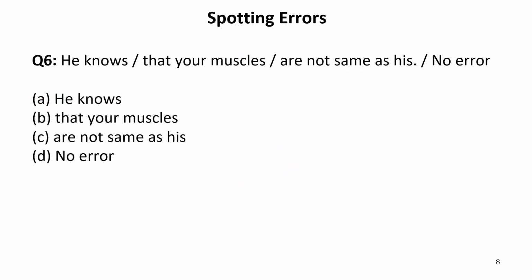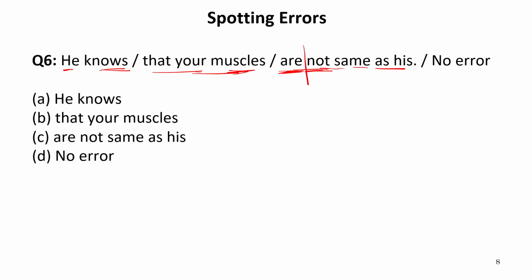Now, let us move to the next one. He knows that your muscles are not as same as his. Now, whenever we compare, we either use as, or we can use not so, or we can use any article. Now, he knows that your muscles are not, so for he we use singular verb, that is correct. That your muscles, now muscles are plural, we have used are. Till here the sentence is absolutely correct.